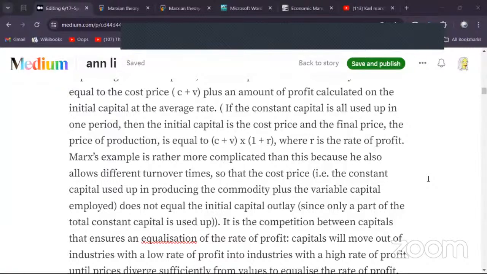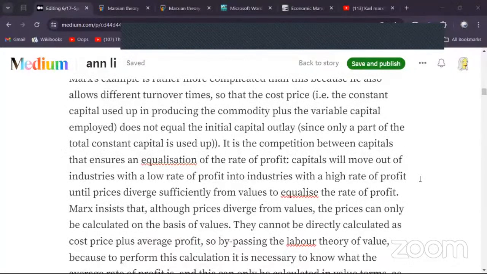He's already made it hard for himself. It is the competition between capitals, various constant capitals of one type or another, bigger, smaller machines, et cetera, that ensures an equalization of the rate of profit, that is, capitals will move out of industries with a low rate of profit into industries with a high rate of profit until prices diverge sufficiently from values to equalize the rate of profit.